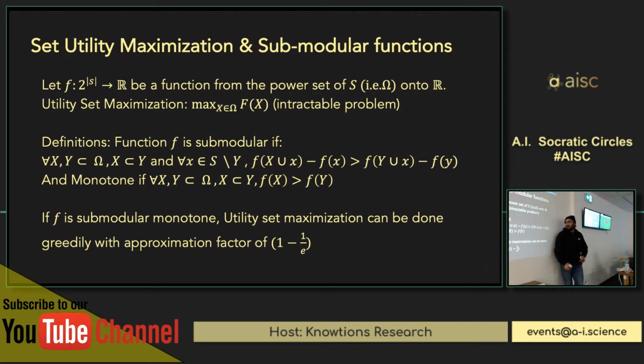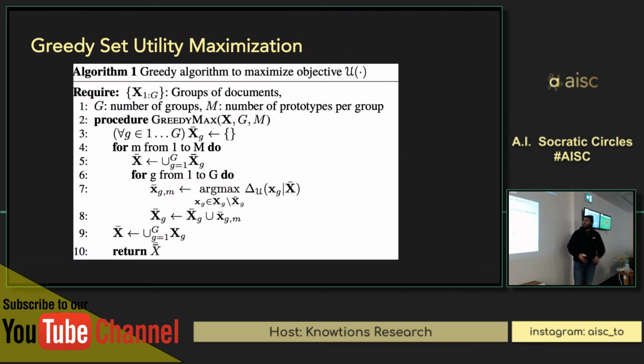And this is a result from mathematics, which says that if this utility function is selected to be submodular and monotone, utility maximization can be done with an approximation guarantee of 1 minus 1 over e. This means if the best score that you can get is 1, using greedy maximization you'll have at least 0.63. And that's what they do here. They have an algorithm to greedily maximize the set utility.